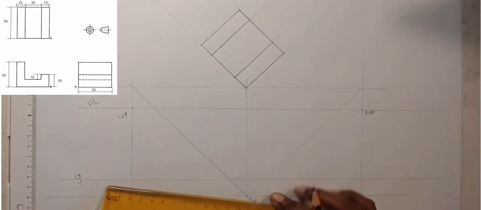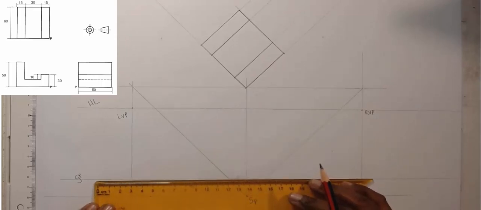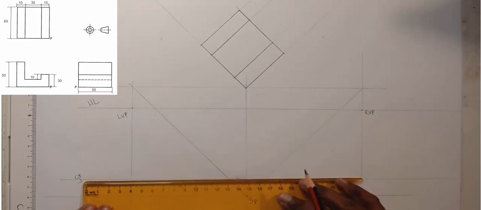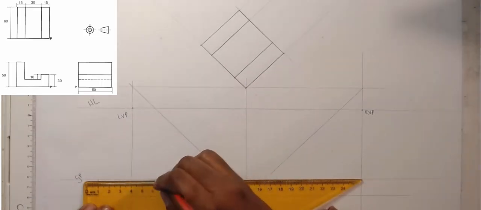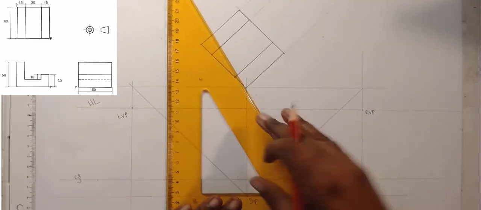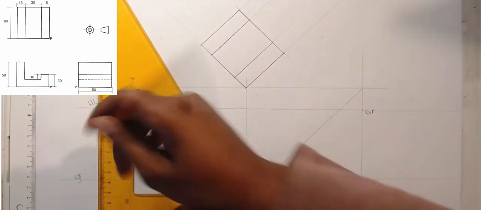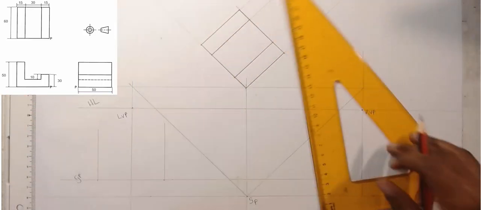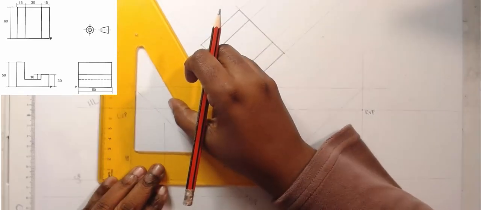the length is 60. Because this is my center line, I'm going to have 30, 30. So 30 this side, 30 this side. Now I'm drawing my front view. Okay. Then, what else? Now let's measure. This side, it's saying it's 50.